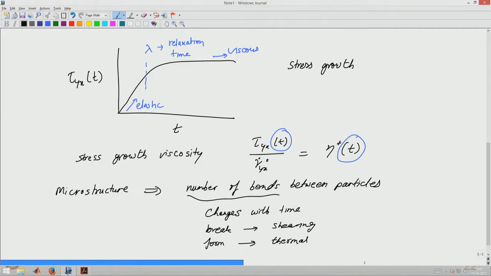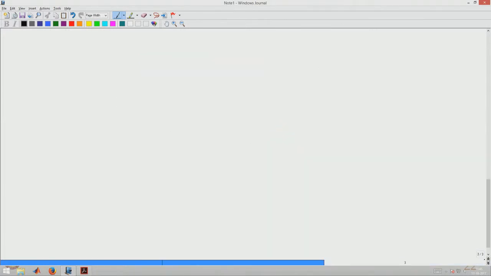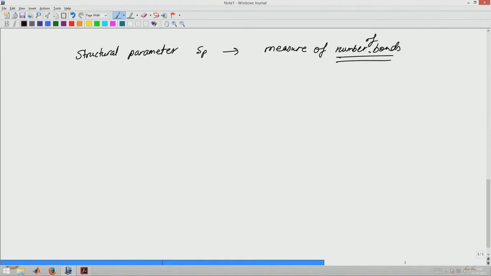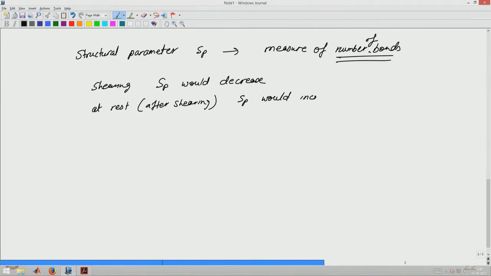So, therefore, in this case the idea is to capture the variation of the microstructure through a structural parameter. So, we make a hypothesis in such cases of a structural parameter, and clearly this structural parameter in some way is a measure of the number of bonds between particles. So, with shearing SP would decrease, and at rest, that is after shearing, SP would increase. So, clearly there is an evolution of SP, and so we need to understand the material behavior, we need to be able to write an evolution equation for SP.